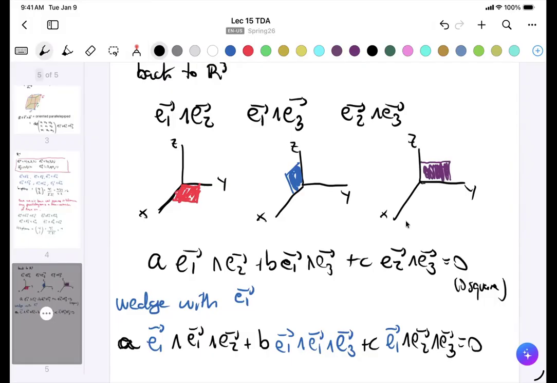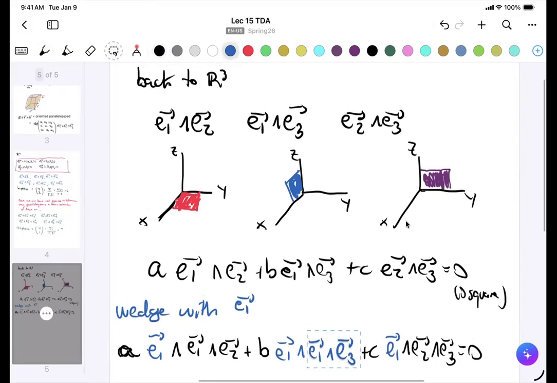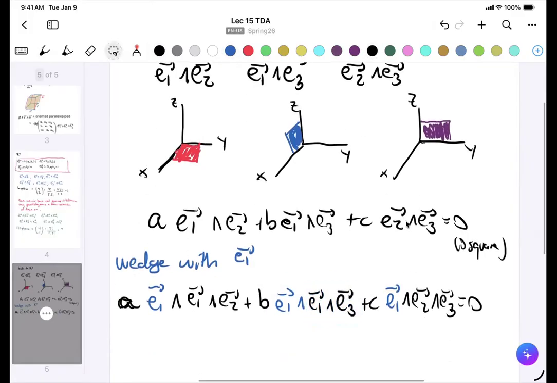And how do you see that? Well, it's similar to a dot product or a cross product. You can just wedge every side of the equation with E1. When you wedge everything with E1, you still have E1, E2, E3 in black. This term goes away because it's E1 wedge E1, and there's an E1 wedge E1 here too. The only one that survives is the last one because it has three distinct ones. So that tells you that C times E1 wedge E2 wedge E3 had to be zero.